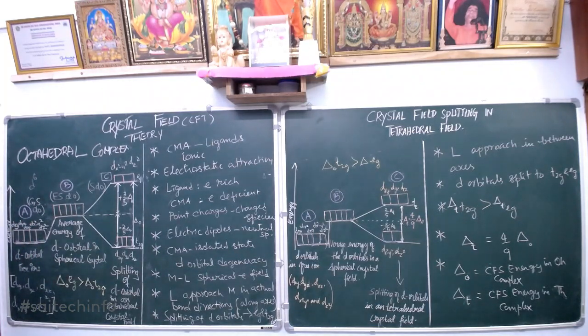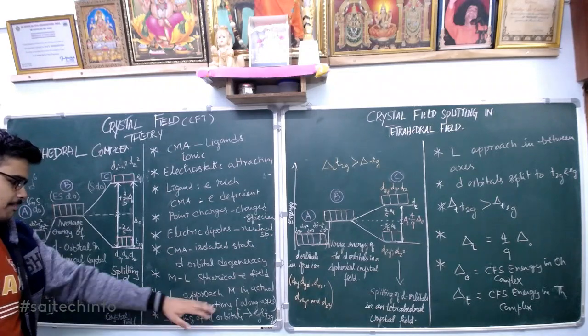What is the nature of dxy, dyz and dxz? They are distributed in between the axes, and they are called T2G, that is triplet. And what about dx square minus y square and dz square? They are along the axis and they are called EG, that is doublet.